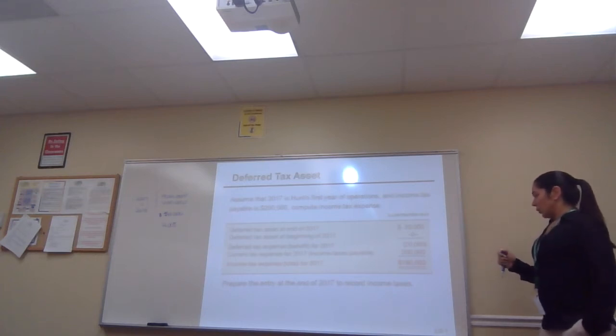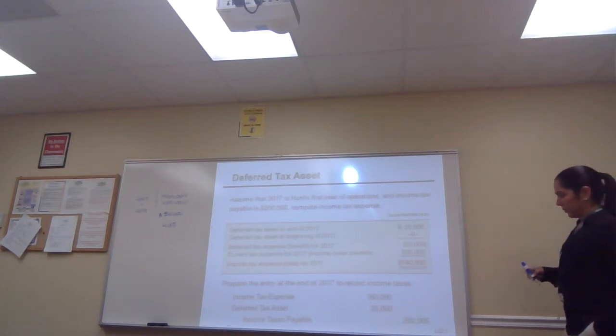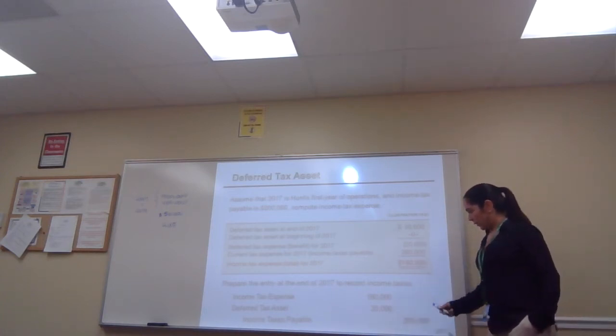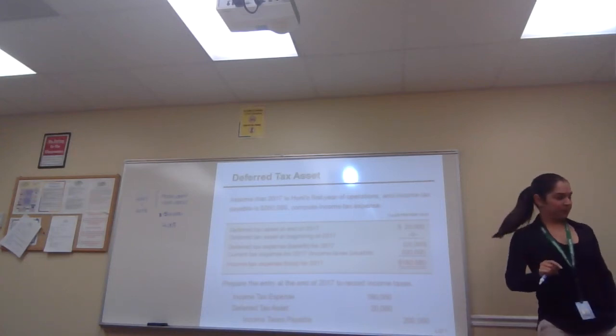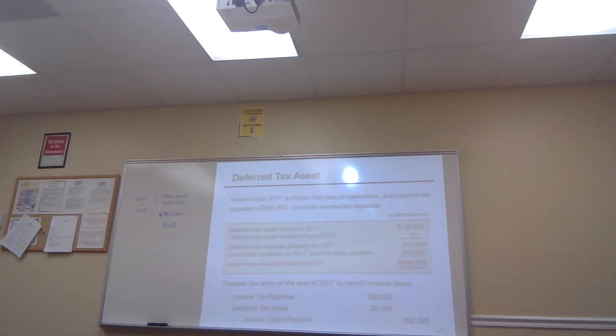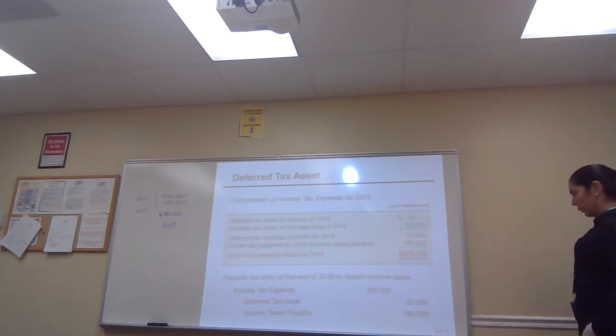Prepare the entry at the end of 17 to record the income taxes. So you have your 180 of income tax expense, your deferred tax asset of 20, and your income tax payable of 200,000. Okay. And then in 2018, you'll have your income tax expense of 200, deferred tax asset credited of 20,000, and income tax payable credited of 180.